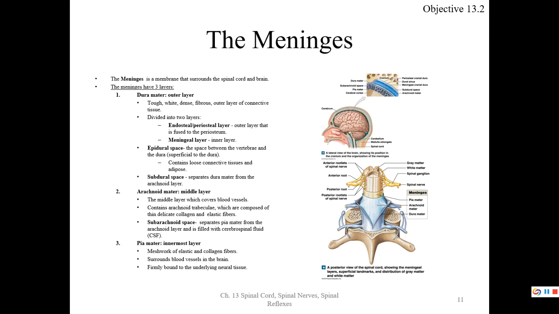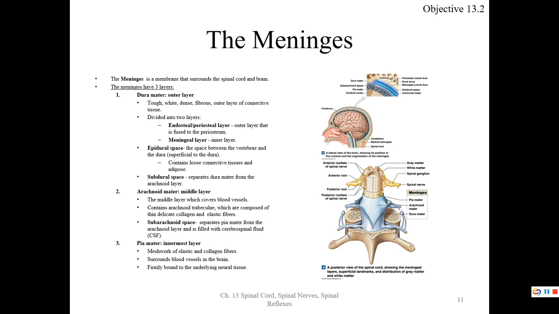Okay, the dura mater is our outer layer. Our middle layer is our arachnoid mater, and our pia mater is the innermost. Now, DAP, outside in. Dura is the outer. Dura, durable, tough. It means tough mother. It's tough, it's white, it's dense, it's fibrous. It's the outer layer. Okay?